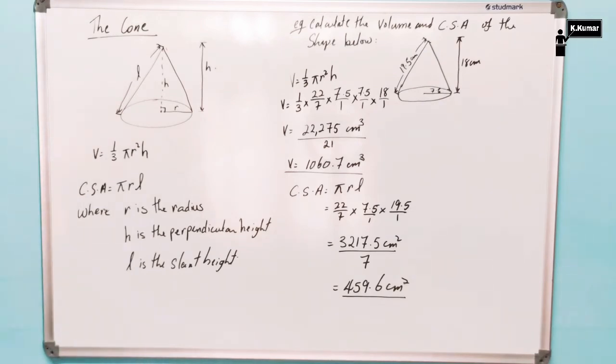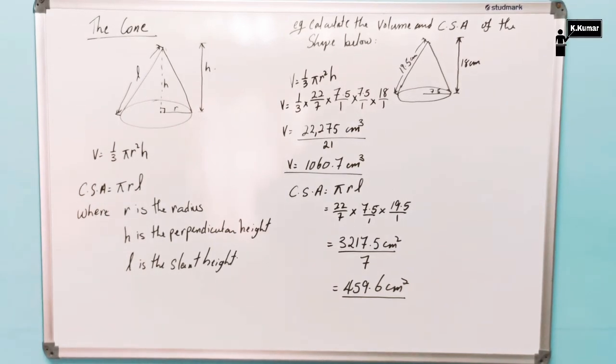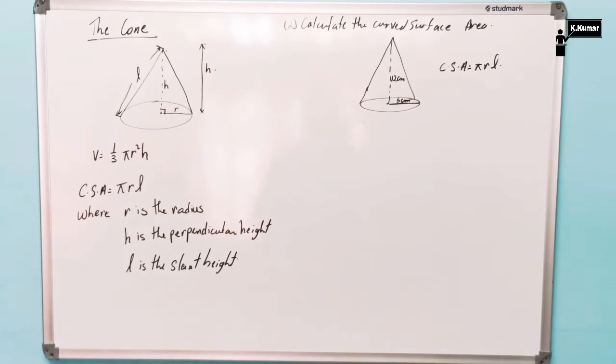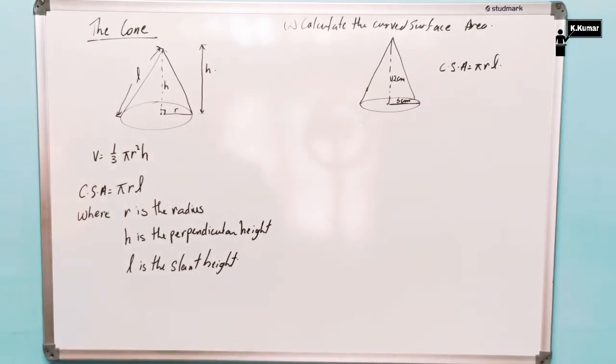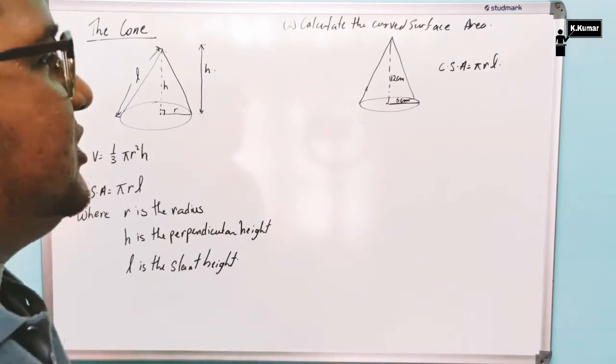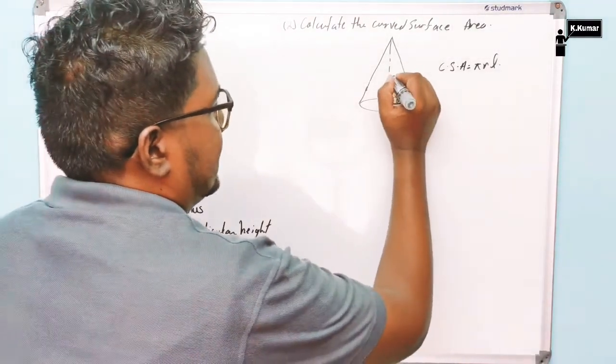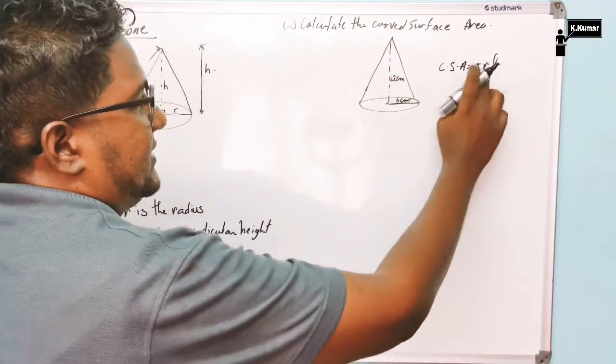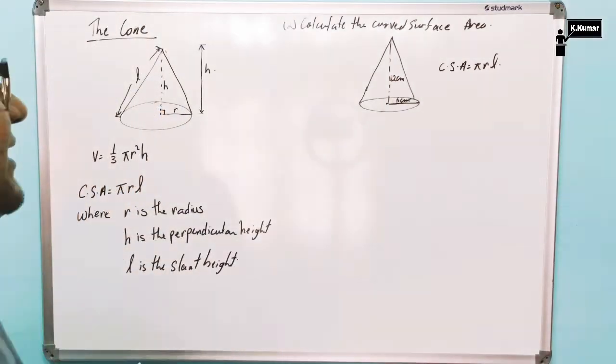There's another example I would show you next, and that is how we find the slant height, when we're not given the height. In this example, they want you to calculate the curved surface area, and if you look at our shape, they give us the radius and they give us h. They didn't give us L.